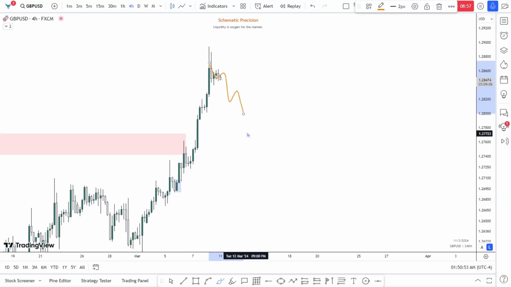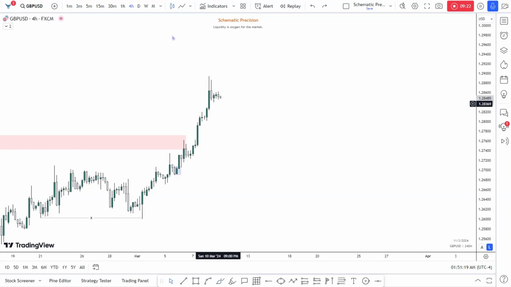I will let these two pairs, EU and GU, correct completely and end the correction. Then if I see any bullish sentiment coming in the market, I'll jump into the market for the buys. It can take 2 or 3 days, maybe 4 days to complete the correction, then give us a bullish move. So I'll hold and see what it does.